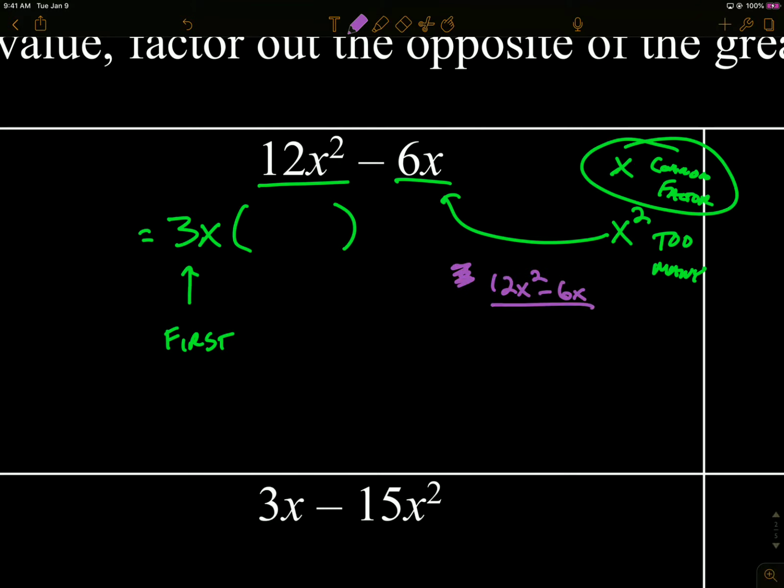So I divide 12x squared by 3x. 3 goes into 12 4 times. X goes into x squared once, so we have 4x left over. That's our first part. The second one is negative 6x divided by 3x. So I'm just dividing the common factor into both parts. 3 goes into negative 6 negative 2 times. X and x cancel, so I have minus 2. That is how we do factoring by greatest common factor.